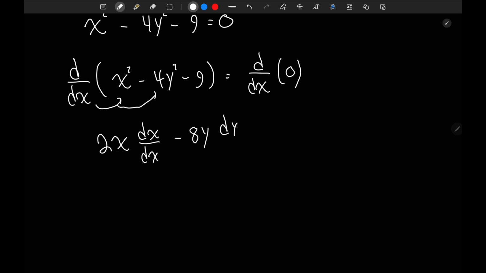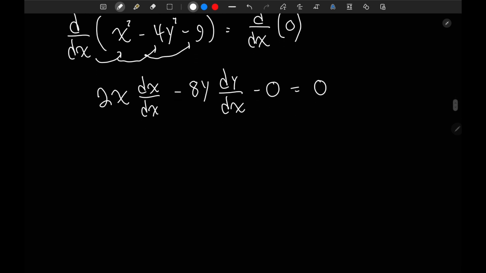where we took the derivative of y with respect to x. The derivative of minus 9 is the derivative of a constant, which is going to be 0. And then on the right side, derivative of 0 is just 0. So now we can simplify this up again. We have 2x, where that dx simplifies to 1, minus 8y dy/dx is equal to 0.